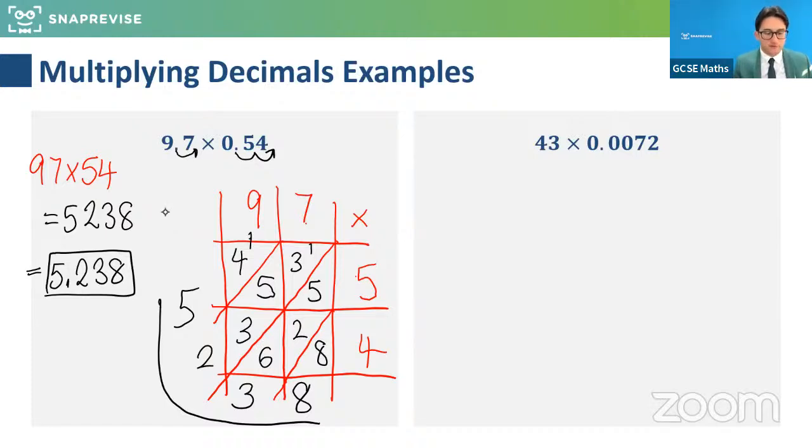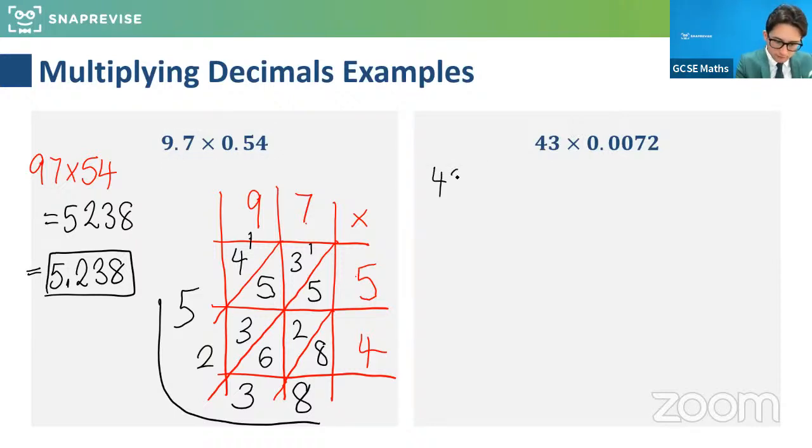So moving it back to 5.238, again, how could we sense check that? Well, it's roughly 10 times roughly 0.5, roughly half of 10, roughly 5. That looks like a sensible answer. 52 point something would have been too big. 523.8 would have been way too big, and 5,000s would be way too big. So that is the correct sort of magnitude. And that's your answer.